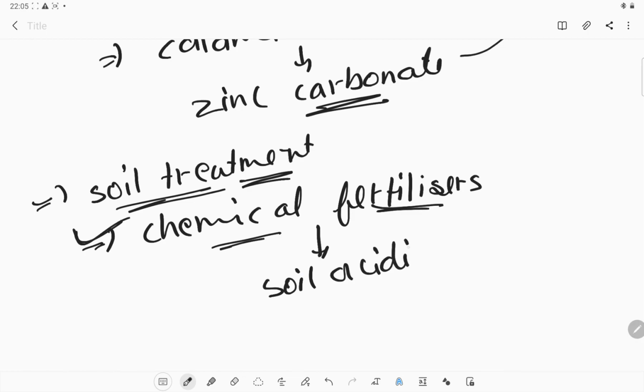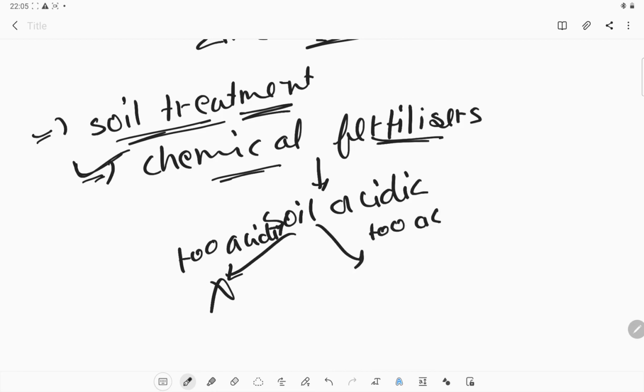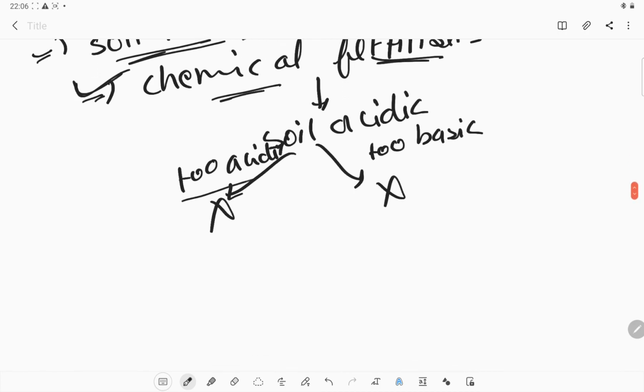And as we already know, if a soil is too acidic, then our plants will not grow. If the soil is too basic, that will also not help the plants to grow. Okay, so this is the major problem. We cannot make our soil too acidic or too basic, because it is not good for our plants.